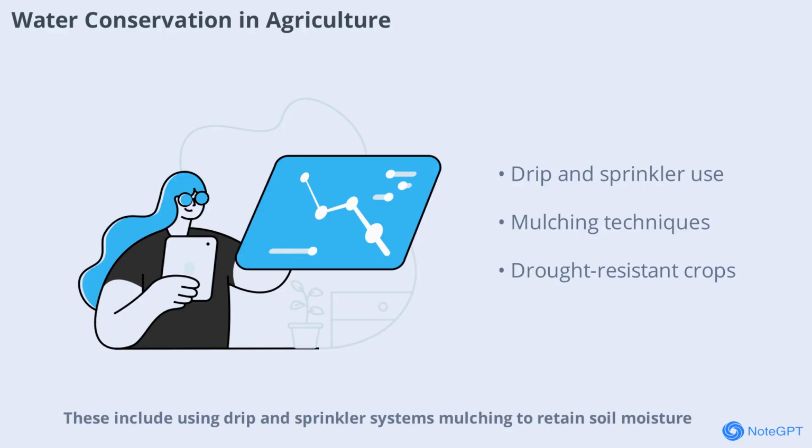Farmers can adopt various practices to conserve water in agriculture. These include using drip and sprinkler systems, mulching to retain soil moisture, and choosing drought-resistant crops. Efficient scheduling of irrigation and regular maintenance of equipment also play a vital role in reducing water usage on farms.